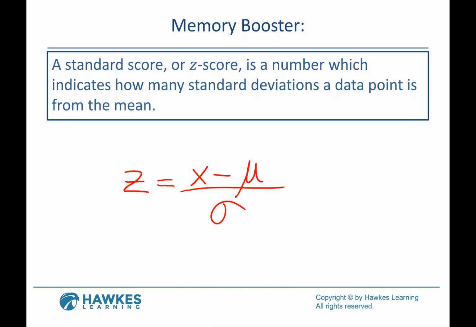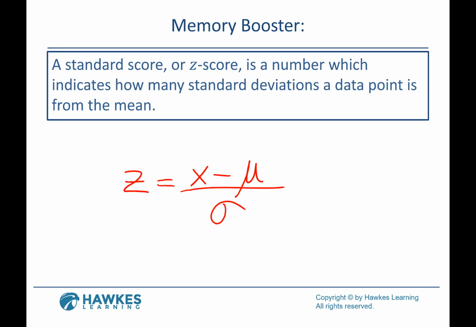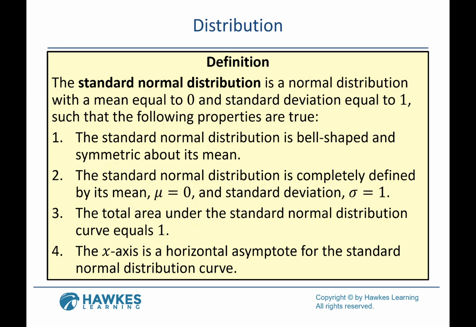So remember that thing, and then remember when we're calculating a z value, we're going to round to 2 decimal places, and you'll see why in just a few minutes.